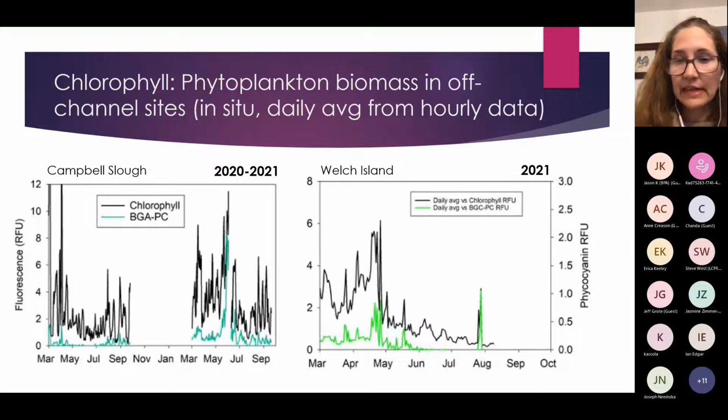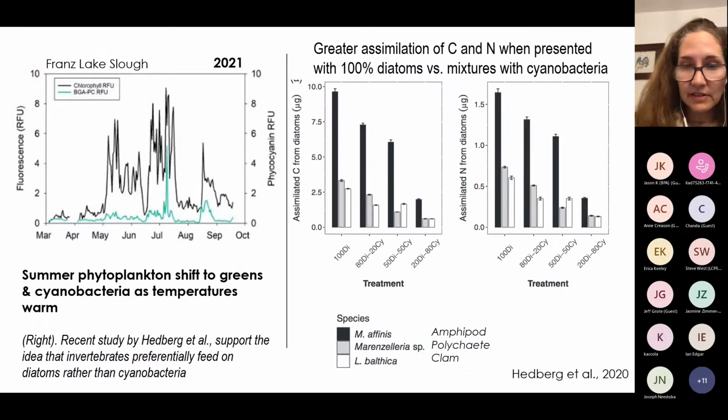But we can track this on a day-to-day basis, which is quite nice because they're a little bit elusive sometimes, because they tend to float at the surface and we don't always see them. So Franz Lake Slough in 2021, like Campbell, had some high concentrations of that blue-green pigment into the summer months.